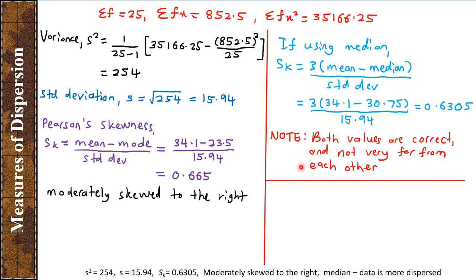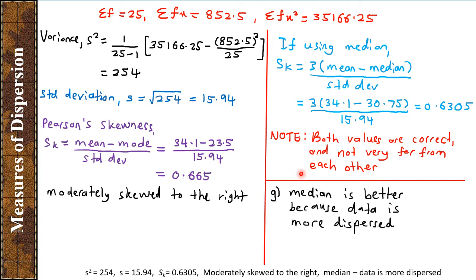Now, lastly, the last question asks which one is better for measurement. Is it mean or median? What's the answer? Since we have moderately skewed data here, of course median is better, okay, because we have a skewness already greater than 0.5, so we can conclude that it should be median, because the data is already more dispersed. So this is the conclusion, okay, median is better.